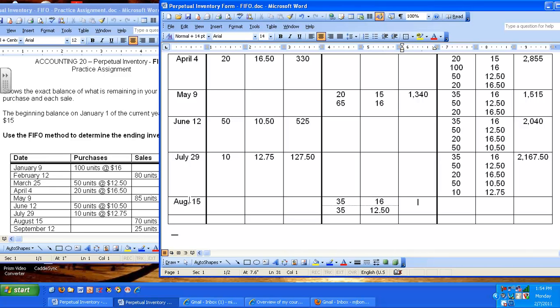And I must do the calculations. 35 times 16 and 35 times 12.50.